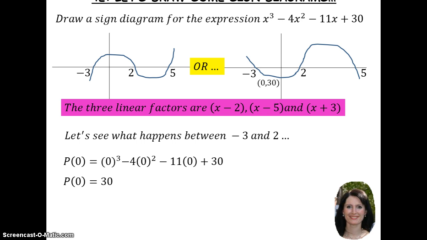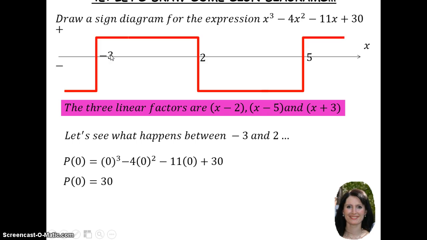Does that point exist in the second example? See up here on the graphs, would 0 and 30 exist here? Not likely. Really not at all. 0 and 30 can only exist in the positive area of y. So that means that this must be our sign diagram. Between negative 3 and 2, we have a positive value. Between 2 and 5, we have a negative value. I write x on the arrowed line and I do a plus and minus sign on either side.